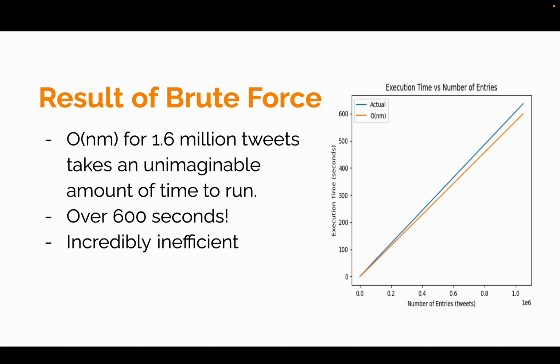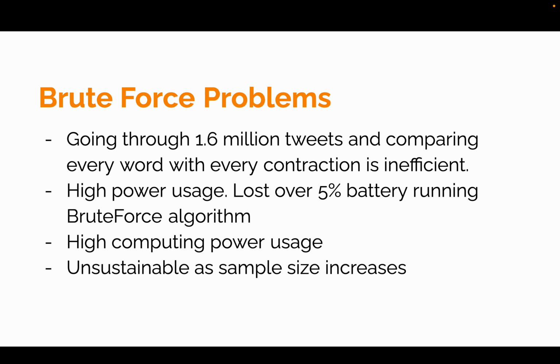The result of the brute force is that we have an unimaginable amount of time to run, and it takes over 600 seconds, which is incredibly inefficient. Some of the other problems with the brute force algorithm is that going through 1.6 million tweets and comparing every word with every contraction is very inefficient. It also takes a high power usage. We lost 5% of our battery running the brute force algorithm alone. It also takes high computing power usage and an unsustainable sample size as it increases.